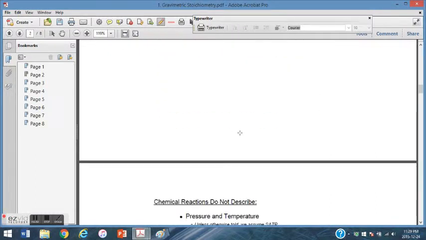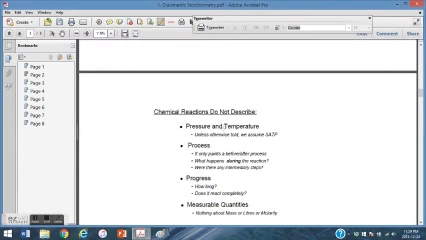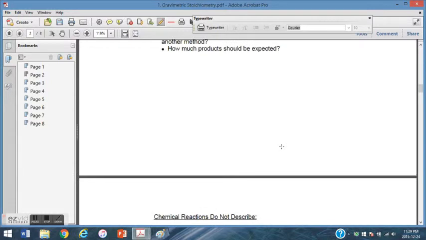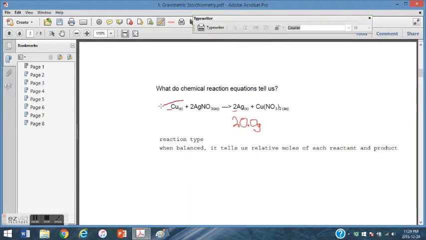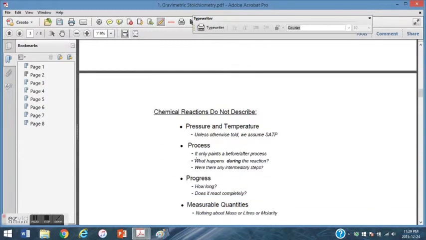So, a couple things first of all that chemical reactions do not describe. They do not describe the pressure and temperature. Unless otherwise told, we have to assume SATP, standard ambient temperature and pressure. That has to be specified, but it is not specified in this equation. This doesn't tell us a thing about temperature and pressure. We might write it next to this, but this doesn't tell us temperature and pressure.